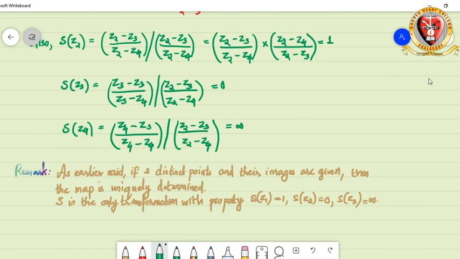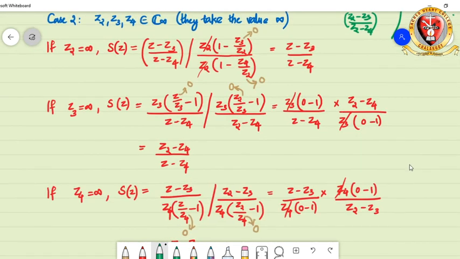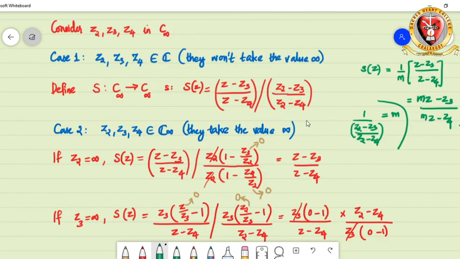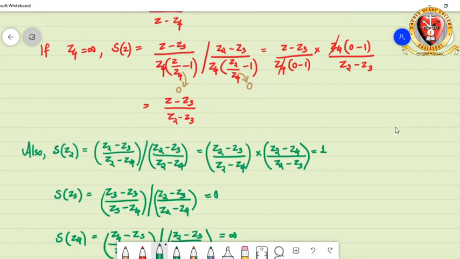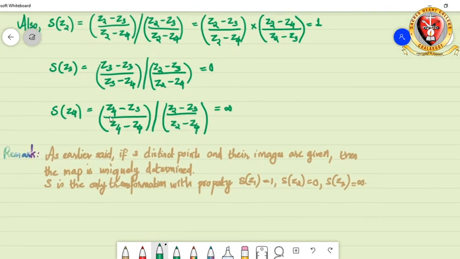What we defined now, we defined the map here, right? This Mobius transformation is uniquely determined, and that is the only transformation with the property that S of z2 is 1, S of z3 is 0, and S of z4 is infinity. So in the next video lecture, we will define the cross ratio, which is linked to this Mobius transformation we just dealt with.